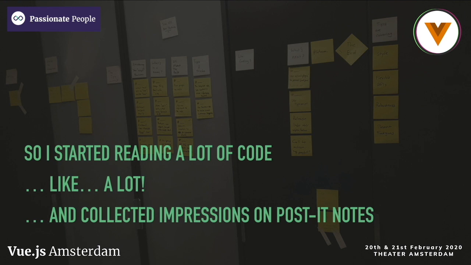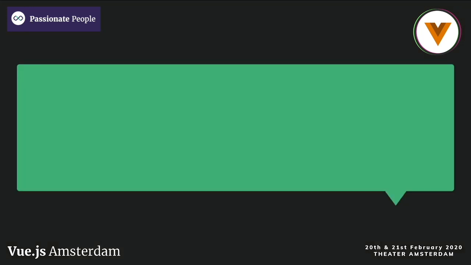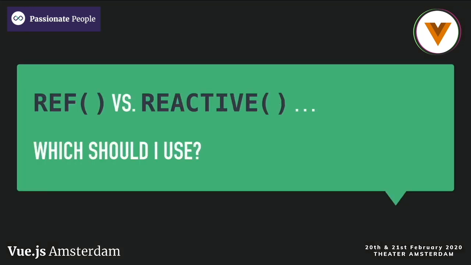But first of all, I want to address the elephant in the room that Greg already referenced, and that is probably this question: ref and reactive, which one should I use? Which one is better? Why do we have both? So this added a lot of confusion. Like 50% of the comments on the RFC that discussed this API were of that nature.